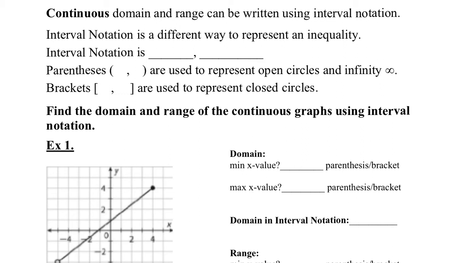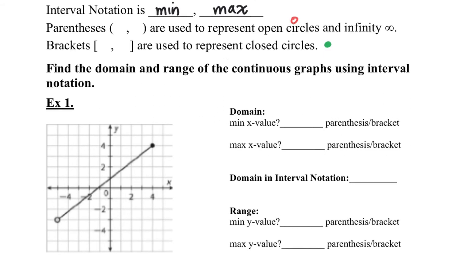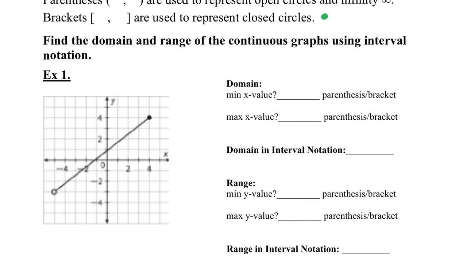Okay, continuous domain and range can be written using interval notation. Interval notation is a different way to represent an inequality. If you recall from last class, interval notation, we do the minimum or the lowest value, comma, the highest value. We use parentheses to represent open circles and to represent infinity, and we use brackets to represent closed circles. So for the first couple examples, we're going to kind of scaffold all the steps, and then we'll take out some of these steps as we work.